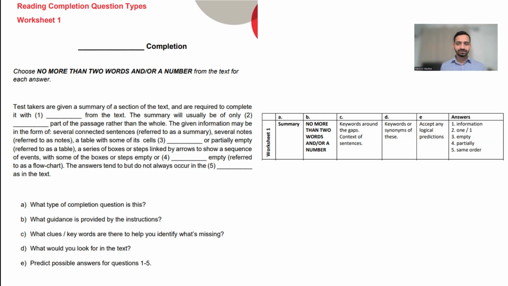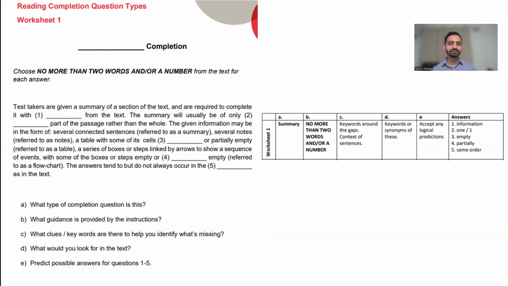And 5, let's look at the answers here. So test takers are given a summary of a section of text and are required to complete it with information. All right, number 1 is information. From the text, the summary will usually be of only one part of the passage, okay? It's not from the other parts of the passage. So number 2 is 1.